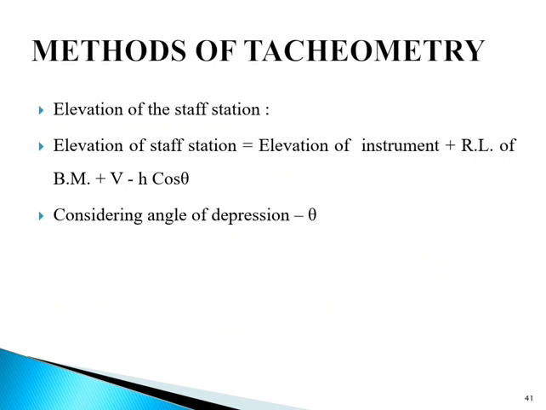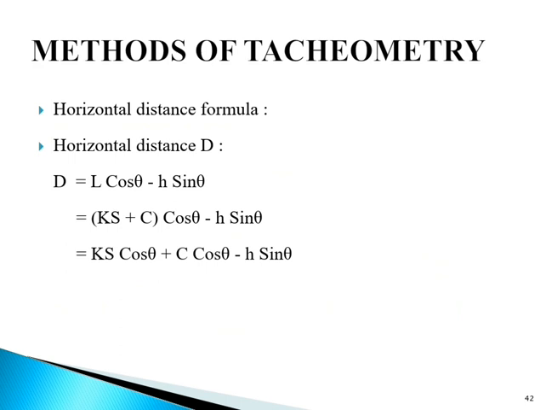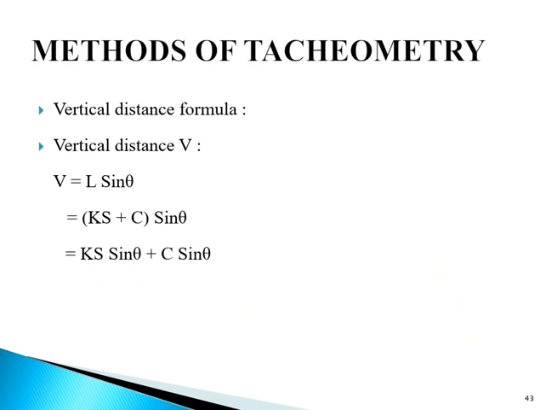Now considering the angle of depression, say minus θ. So the horizontal distance, capital D, will be given by L cos θ minus h sin θ. So simply put the value of L. So (ks + c) cos θ minus h sin θ. Further simplifying it, it is equal to ks cos θ + c cos θ - h sin θ. Now if we talk about the vertical distance formula, vertical distance V is equal to L sin θ. Simply put the value of L. So (ks + c) sin θ. So further it is simplified into ks sin θ + c sin θ.